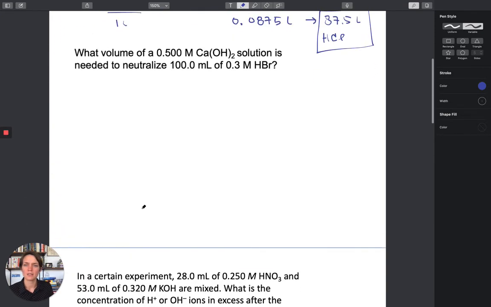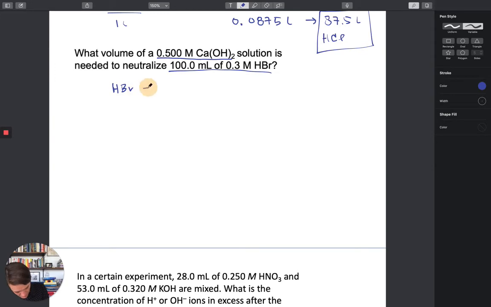All right, let's do another one. So what volume of a 0.5 molar solution neutralizes the given amount of HBr? Okay, so this is similar, but we do have a different mole ratio. So we have our hydrobromic acid plus our calcium hydroxide. That is going to form CaBr2 plus our 2H2O.